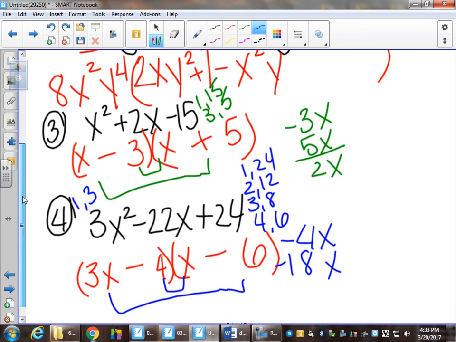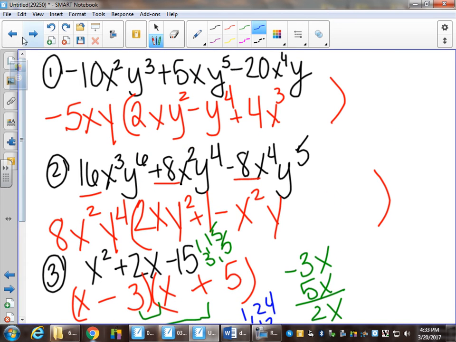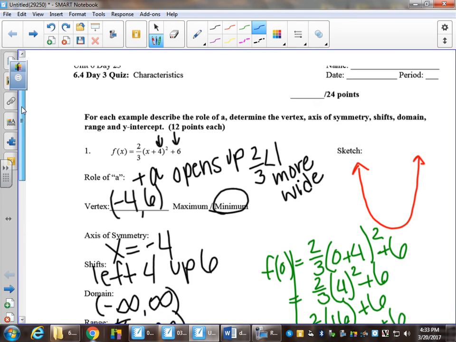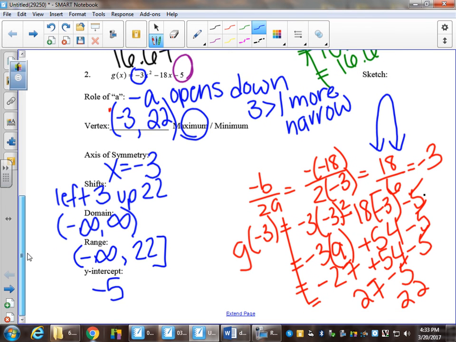So those are all the solutions to the quiz we took today. Use this to help you on your homework, and also study this if you are planning on retaking the quiz before Friday.